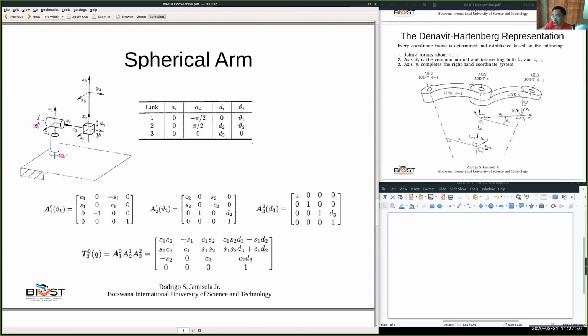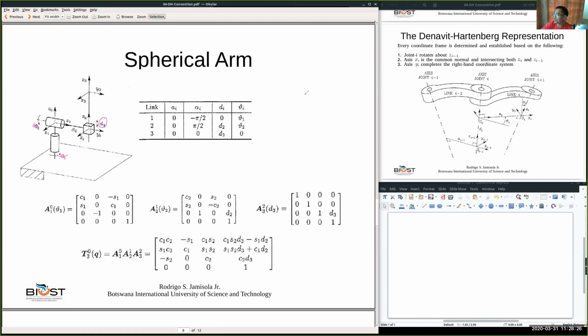Okay, and theta 3, it's not theta 3, it's D3. D3 is the one that moves up and down. So that is Z2 and D3 is here. So in this case, the variable is D3. I thought this is the one that moves along, but this is the one that moves. Anyway, it's still the same. It can still reach different points within the volume of that particular sphere.